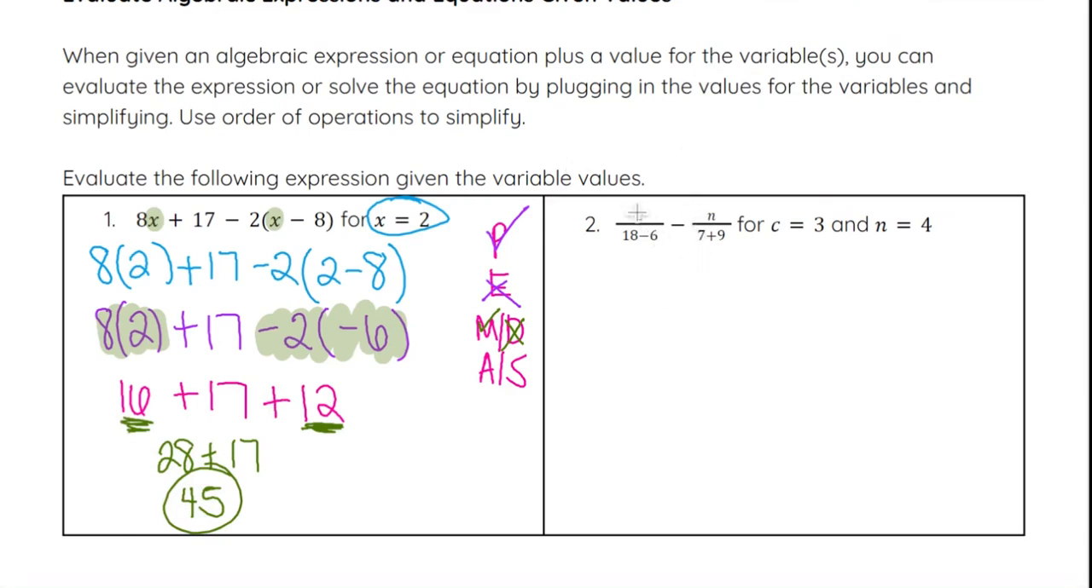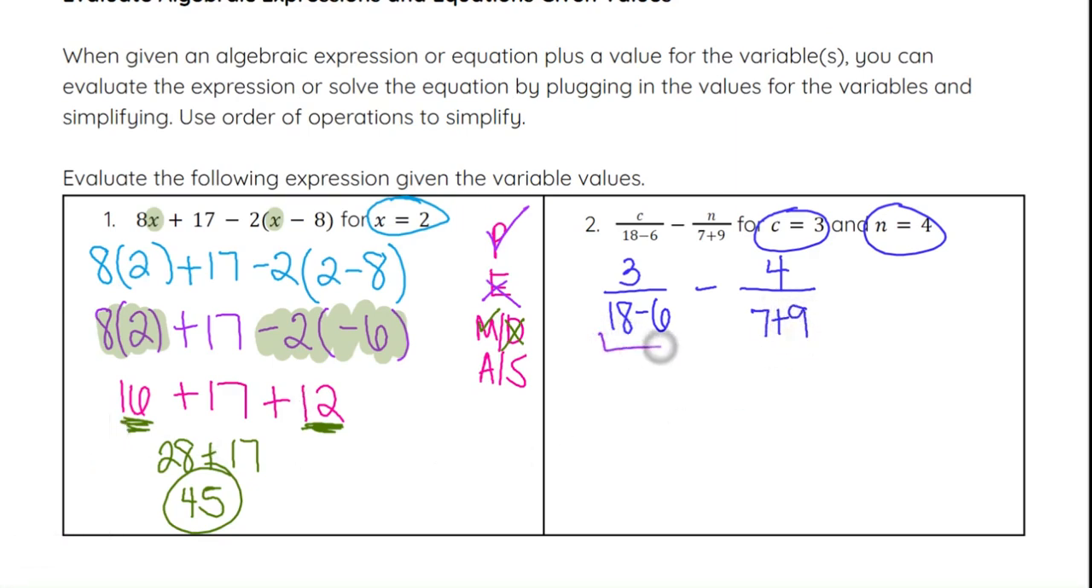Now on number 2, we're going to look at a different expression. We're going to look at c over 18 minus 6 minus n over 7 plus 9. And they tell us that c is 3 and n is equal to 4. So we are going to go ahead and plug in 3 for c, and we're going to plug in 4 for n.